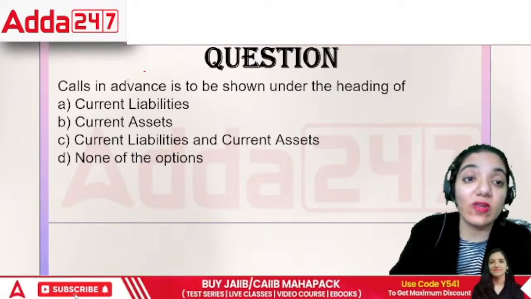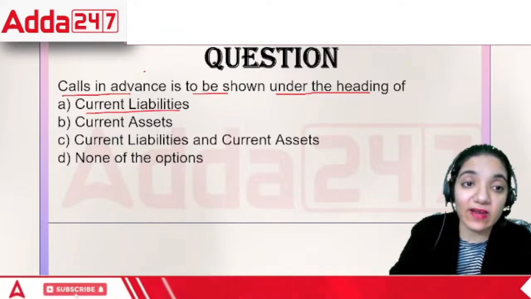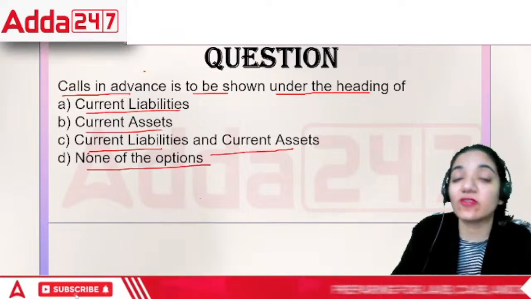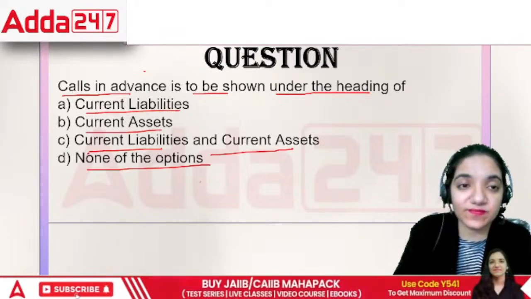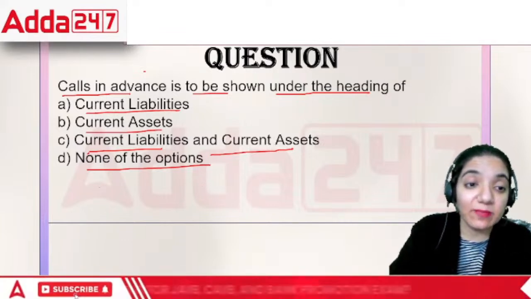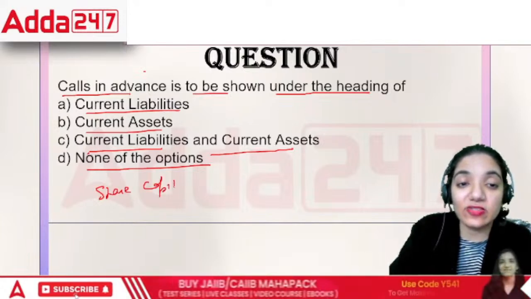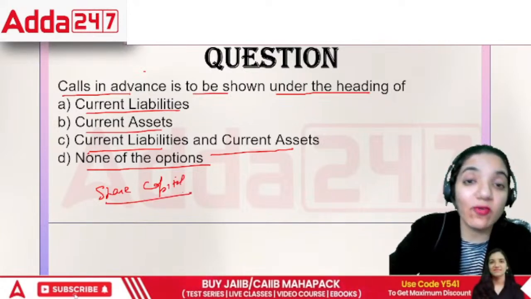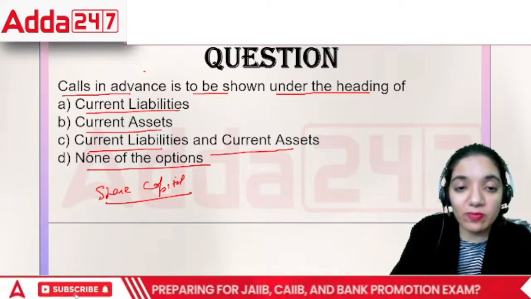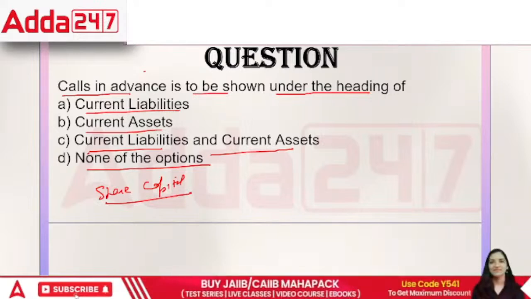Next question. Calls in advance is to be shown under the heading of current liabilities, current assets, current liabilities and current assets, or none of the above. If we talk about calls in advance, that means people have paid their share capital call before we call it from them. That means before the amount becomes due, the people have paid their amount. So in this case, what will happen?